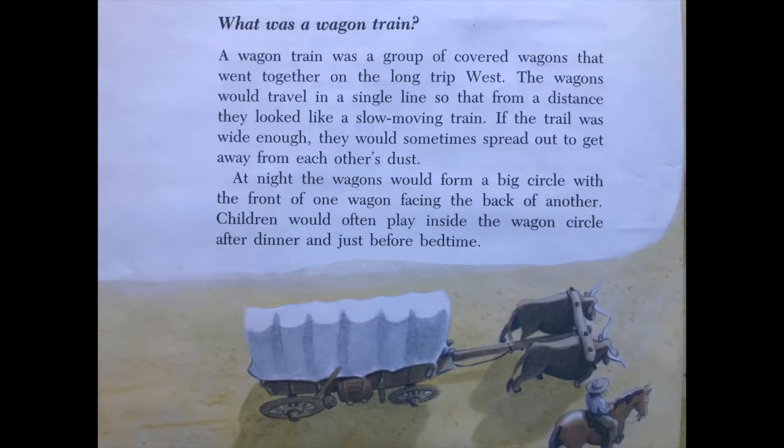What was a wagon train? A wagon train was a group of covered wagons that went together on the long trip west. The wagons would travel in a single line so that from a distance they looked like a slow-moving train. If the trail was wide enough, they would sometimes spread out to get away from each other's dust. At night, the wagons would form a big circle with the front of one wagon facing the back of another. Children would often play inside the wagon circle after dinner and just before bedtime.